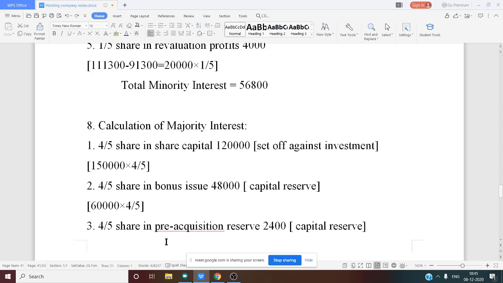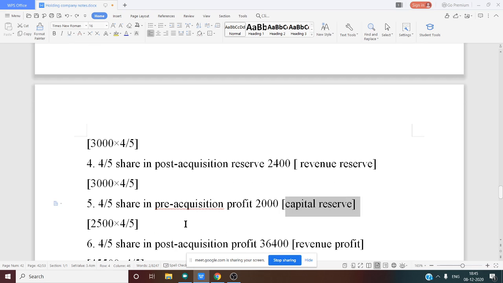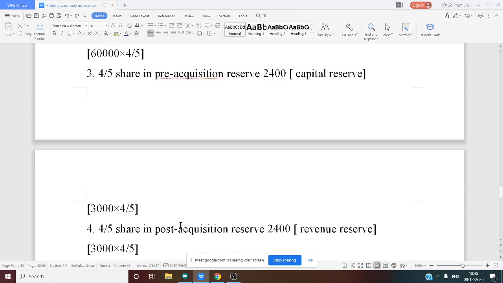So 2,500 into 4 by 5. What is the answer? Here for the fifth one, 2,000. 2,000 is the pre-acquisition profit share of the holding company. Again, pre means capital reserve. That is point number 5 under working note number 8.